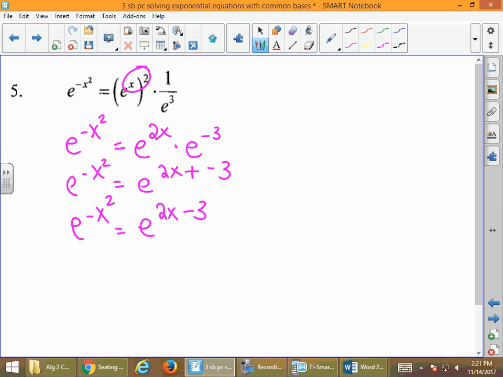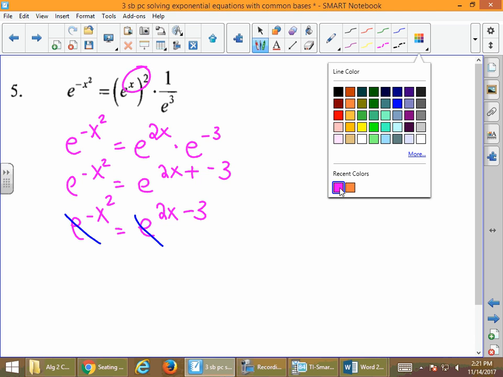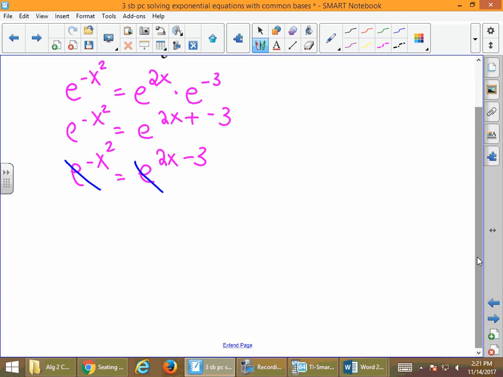Just like the other problems, even the past two examples here on the same page, we have an e on the left side and an e on the right side. They're never going to change into a different number. So what we need to be concerned about to help us solve is we need to figure out this exponent term. And it's negative x squared equals 2x minus 3.